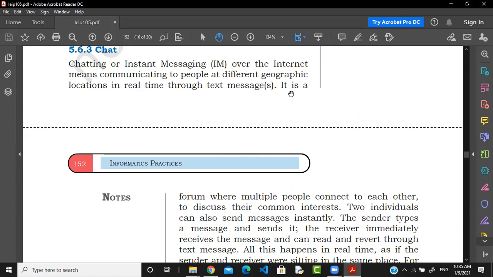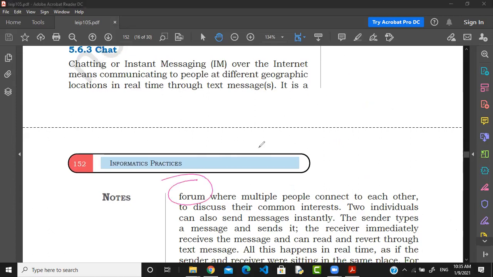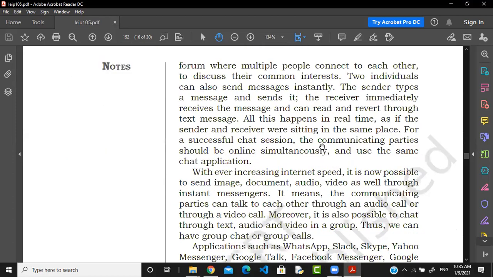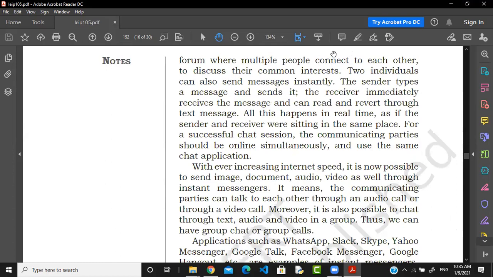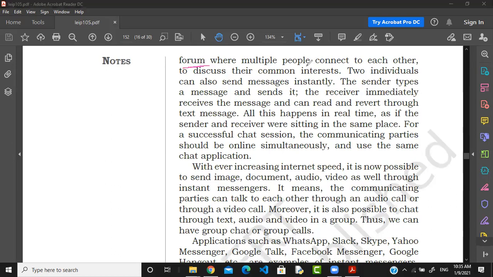Okay, so what happened? It is a forum where multiple recipients, multiple people are connected to each other and they discuss their common interest. Normally inside the forum, people are connected to each other and discuss the common interest. Means I like the game, you also like the game, so the people start discussing gaming. Two individuals can also send the message instantly.